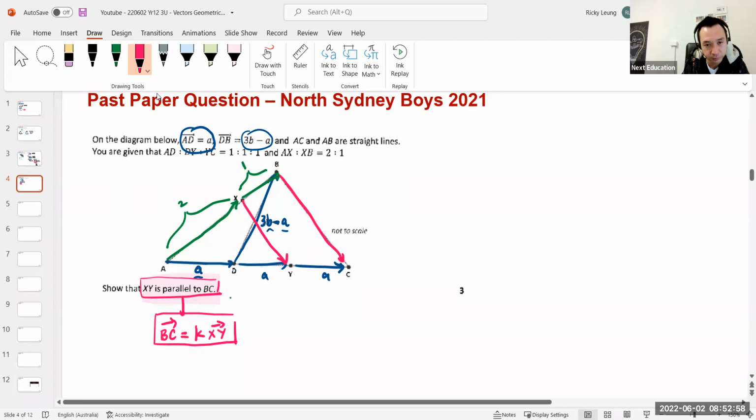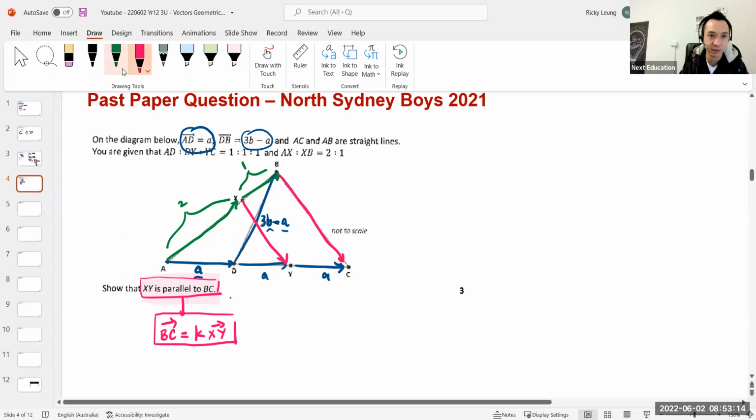Now, what do we know? Using the first triangle over here with A and 3B minus A, I can find an expression for the big green, and then I'll carve it up into the ratio of 2 and 1 so that I can get expressions for the pink.